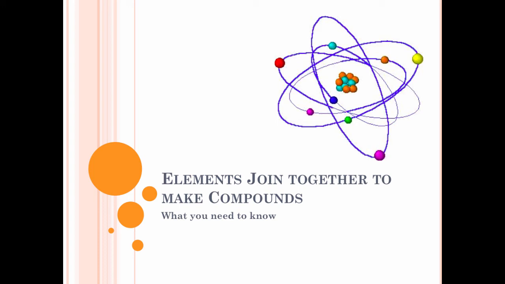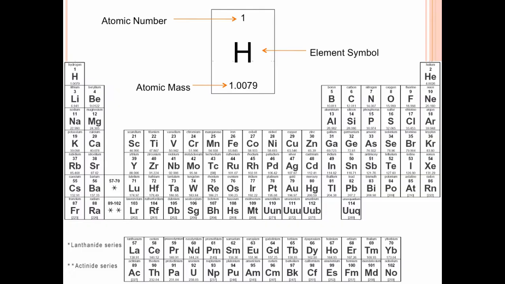Okay, guys, so today we're going to elaborate a little bit more on what we were talking about in class, the difference between elements and compounds. So, when we talk about elements, of course, we have to talk about the periodic table of elements. And like we discussed in class, every element in the entire universe is listed on this periodic table.